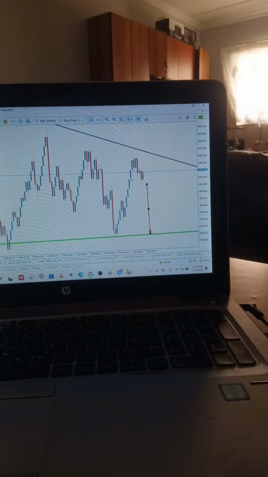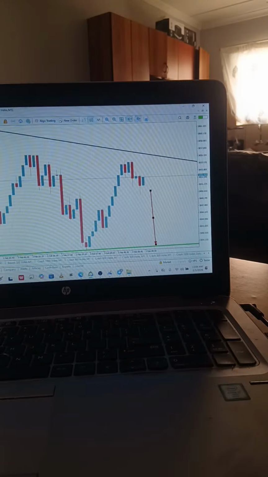Okay, so we have a plan here in Crash 500. The plan is this. We're just going to enter this particular trade if we get a spike that goes beyond this previous spike. So if we get a spike and it closes below this particular level here, we're going to put our stop loss just above this particular level. Let me just do this in TradingView.